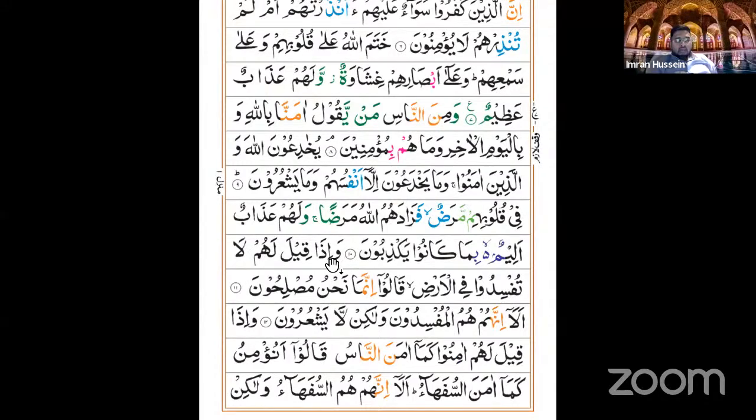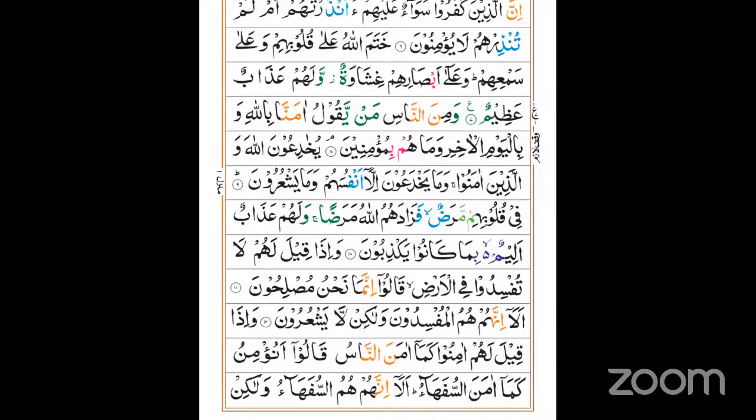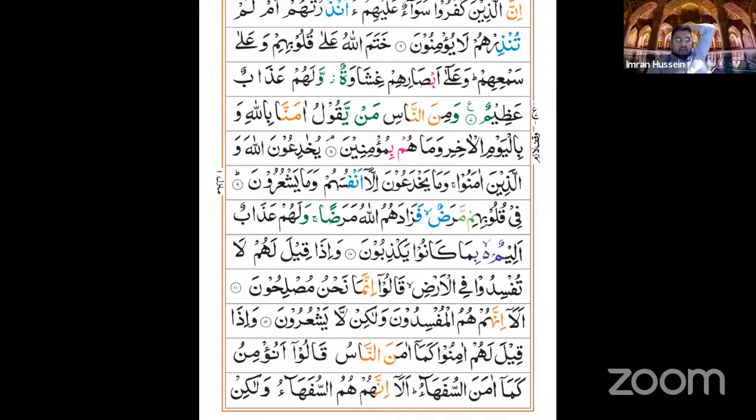So it says here, "wa idha qila lahum, la tufsidu fil-ard": when it has been said to them, do not do mischief in the earth. Because of the la, the noon has been dropped from la tufsiduna, the present tense. From this la tufsidu, what type of verb is it? Is this a 3-letter verb or 4-letter verb? 4-letter word. How good. So what will be the past tense?